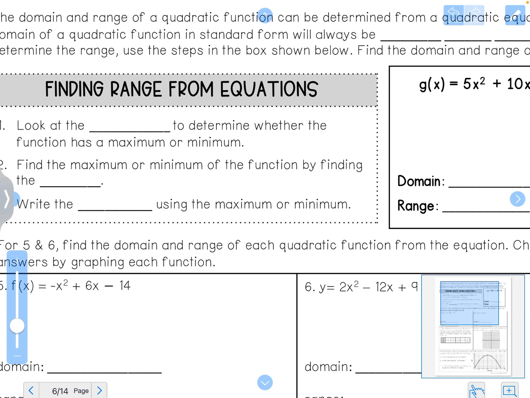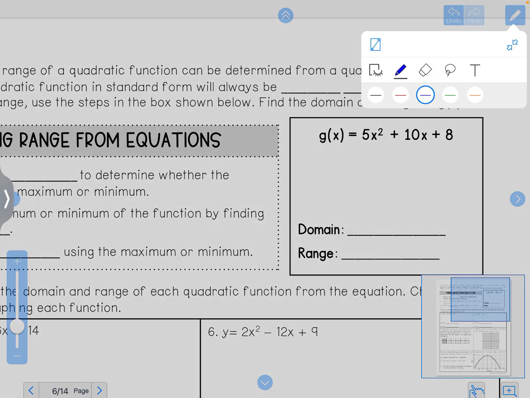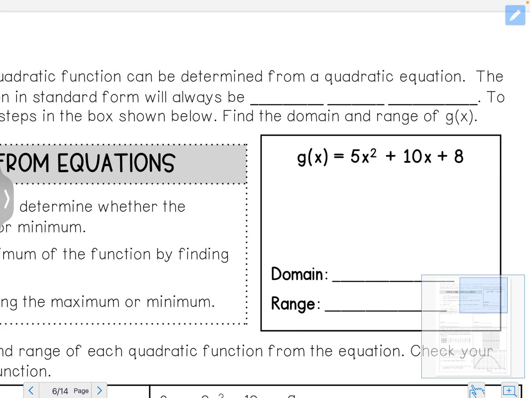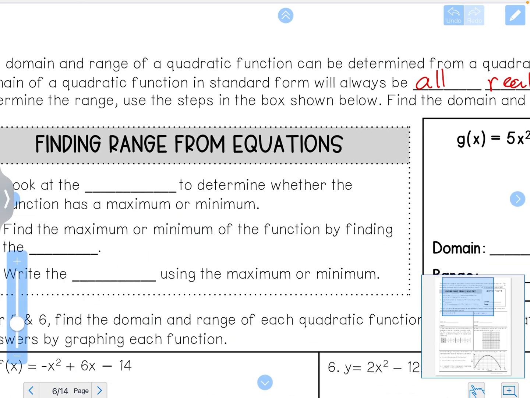All right, so how do we do this from equations? If they give us an equation and it's in standard form, our domain is always going to be all real numbers. But how can we find the domain and range by just looking at the graph?